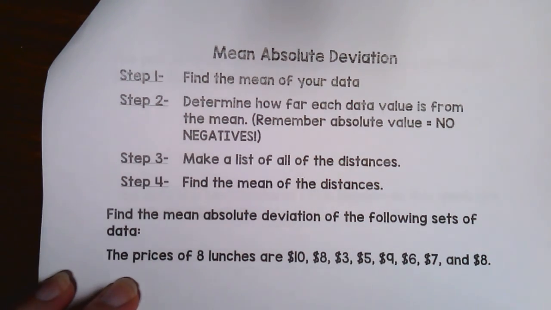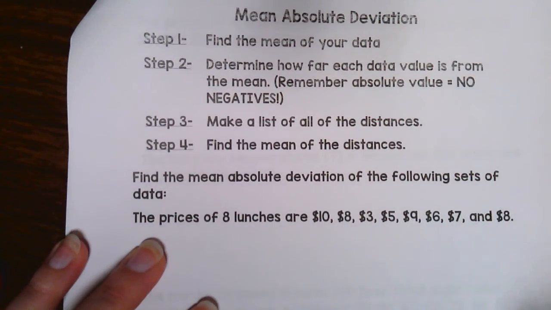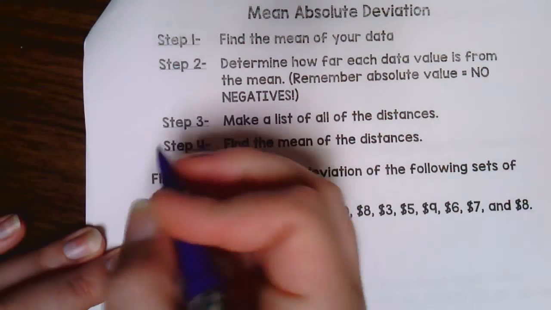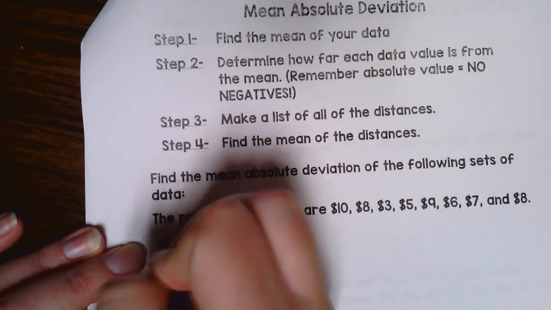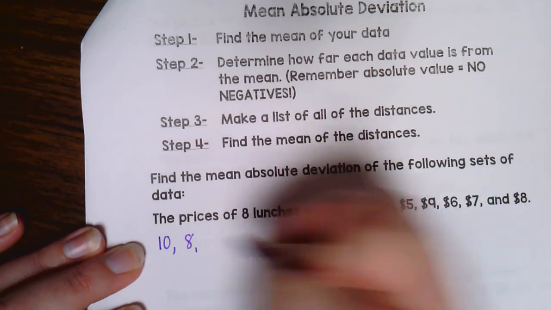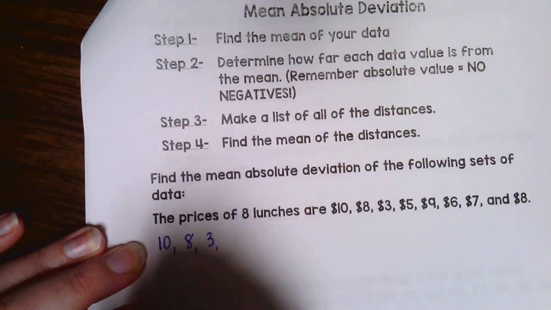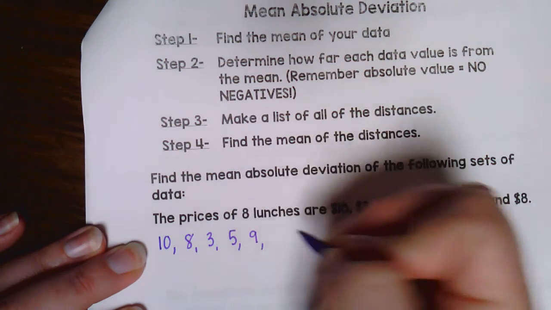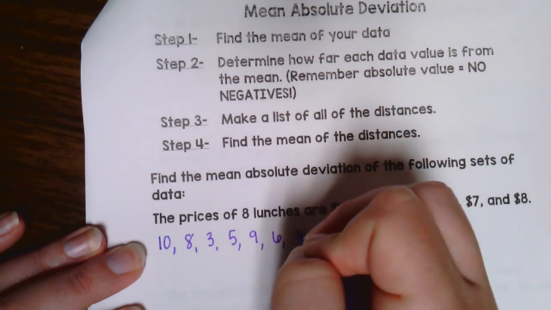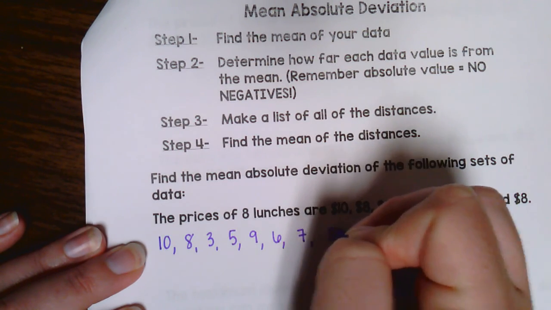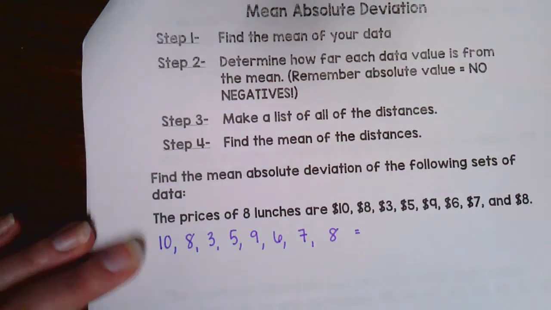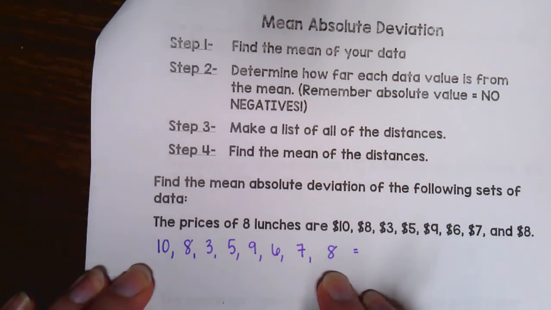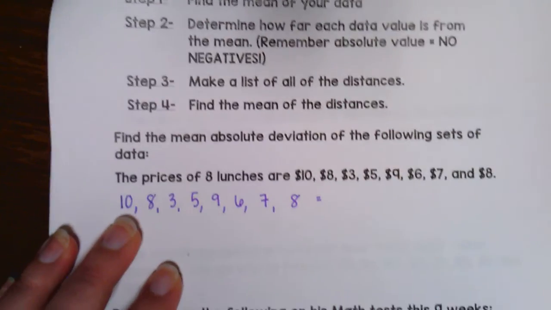All right, it says to find the mean absolute deviation of the following sets of data. The prices of 8 lunches are $10, $8, $3, $5, $9, $6, $7, and $8. If I add those all together, I probably should have put plus signs between them, not commas, but it doesn't really matter.